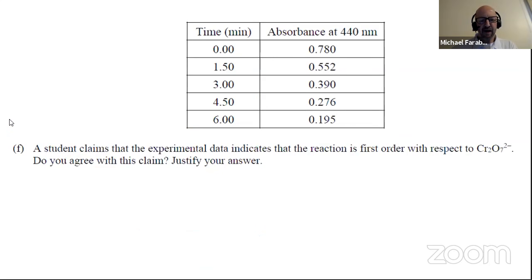All right, on to part F. A student claims that the experimental data indicates that the reaction is first order with respect to this dichromate ion. Do you agree with this claim? Justify your answer.